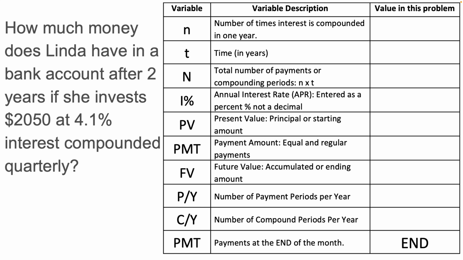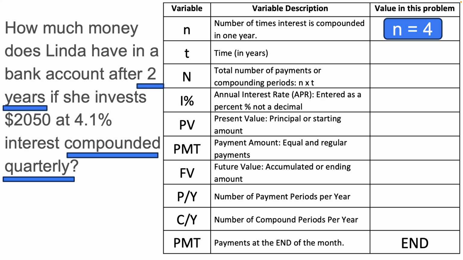and then use the TVM solver to solve this problem. The first thing we need to find is lowercase n, which is the number of times interest is compounded in 1 year. Toward the bottom of the problem, it says that interest is compounded quarterly, so that tells us that lowercase n would be 4. Next, we need to know the amount of time the money is going to be invested in the account. Since this problem asks how much money does Linda have in a bank account after 2 years, we see that t is equal to 2.